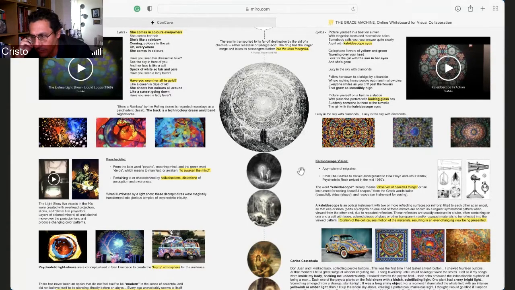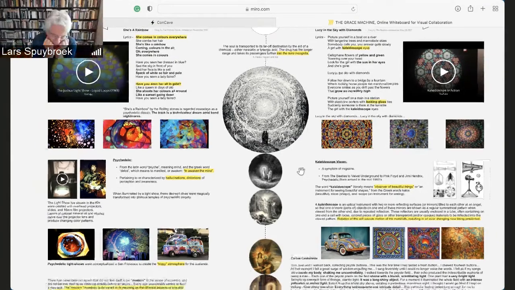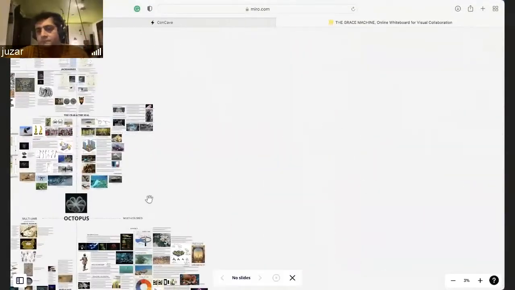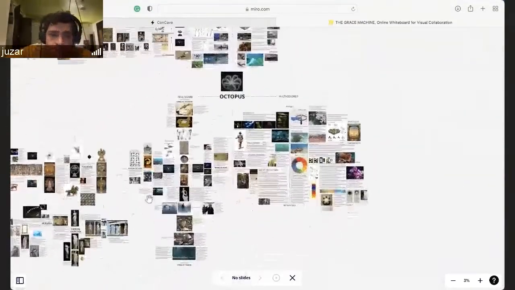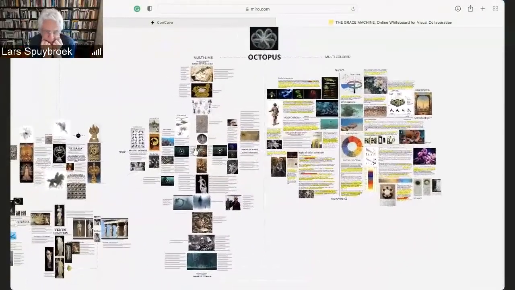Yeah. Cool. Okay, let's go to the octopus. Could you guys say something about why you have two diagrams? I think that's quite important, because this is the first one where we get that one figure splitting in two. Juzar, Sabri?